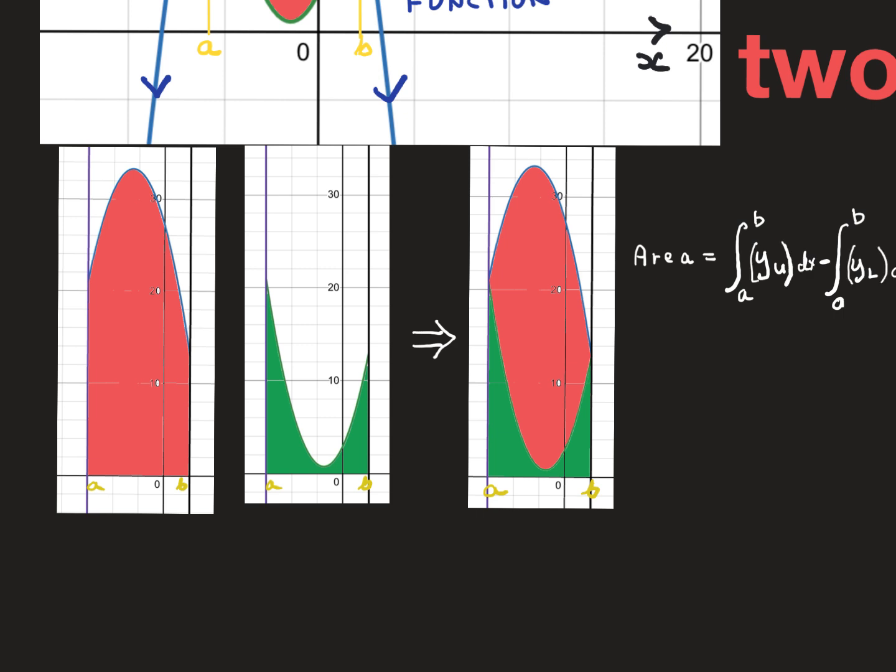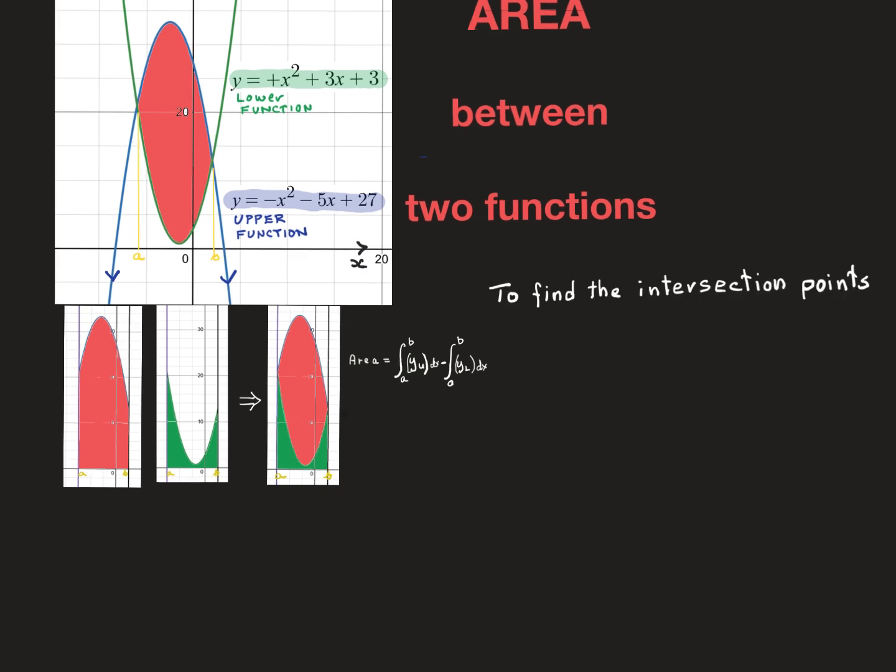Okay, well now we do know that the upper function, we have a formula for this, and we also know the formula for the lower function, but do we know where they intersect? Do we know A and B, the lower and the upper boundaries? So to find the intersection points, we will need to find simultaneously the equations of y lower equaling y upper. So we can write that x squared plus 3x plus 3 is equal to the upper function, which is minus x squared minus 5x plus 27.